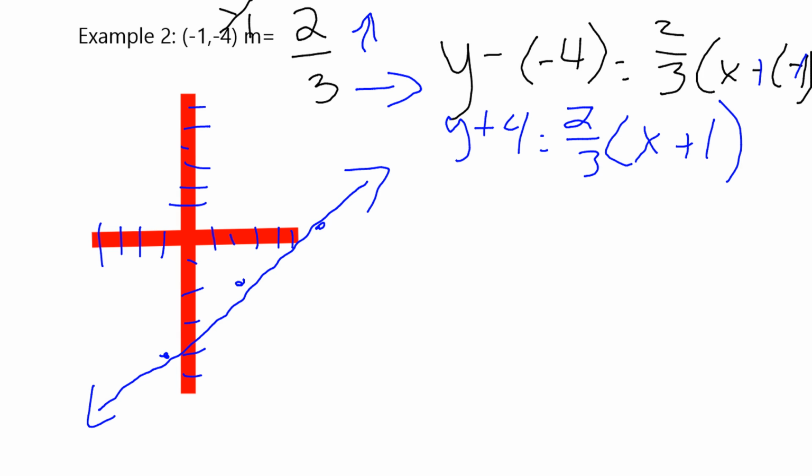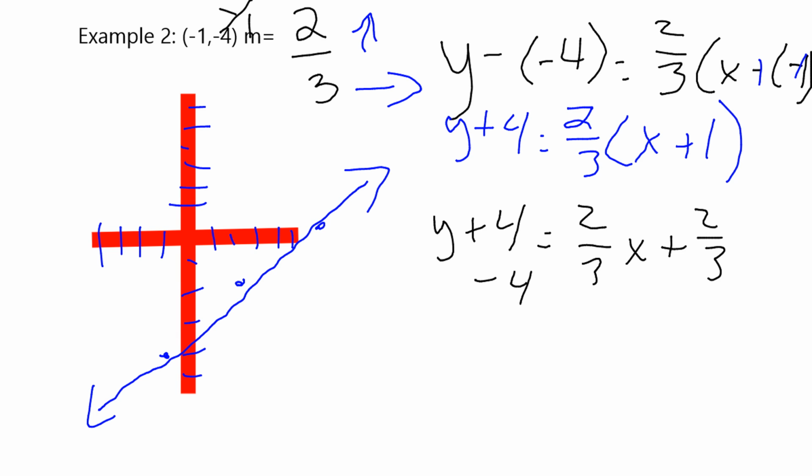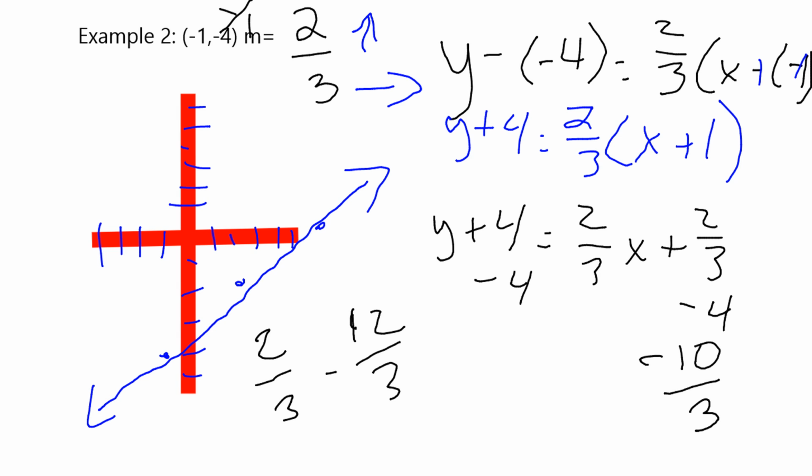2/3 x plus 1, because this changes to that. So now I'm going to use distributive property. Y plus 4 equals 2/3 x plus 2/3. And now I need to subtract 4. You're going to subtract that from the fraction. So off to the side, 4 whole is 12 over 3, and we're going to subtract those. So I'm going to have negative 10/3 for my y-intercept, 2/3 x equaling y. So my equation would be y equals 2/3 x minus 10/3.